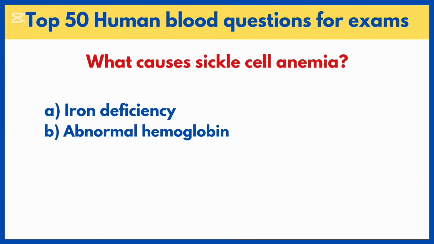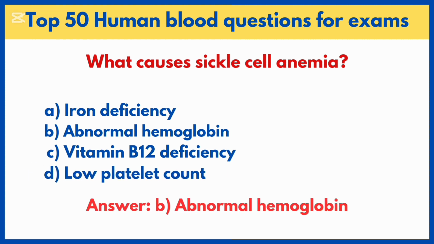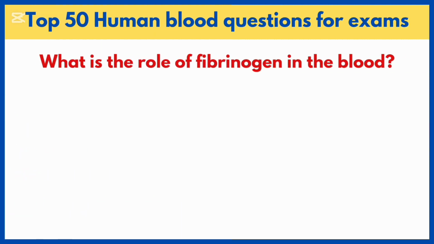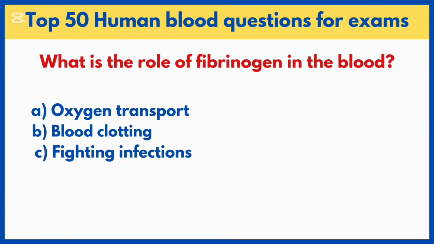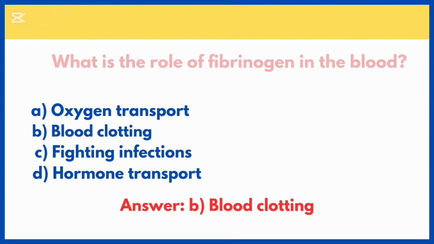What causes sickle cell anemia? Correct answer is option B, abnormal hemoglobin. What is the role of fibrinogen in the blood? Correct answer is option B, blood clotting.